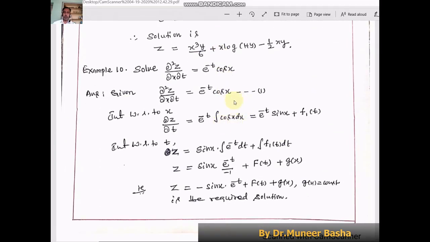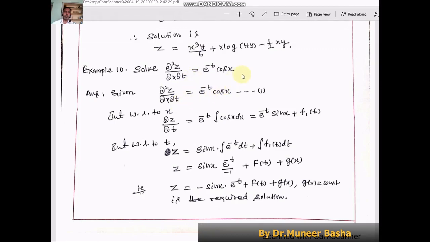In the next example, it is ∂²z/∂x∂t is equal to e raised to minus t cos x. We have to solve this equation. It is a second order non-homogeneous partial differential equation, and z is given as a function of x and t here, not x and y, x and t.